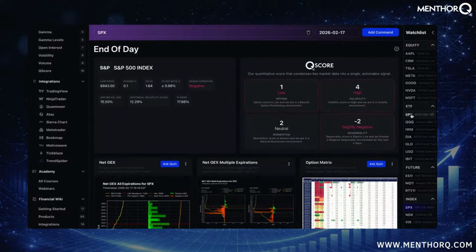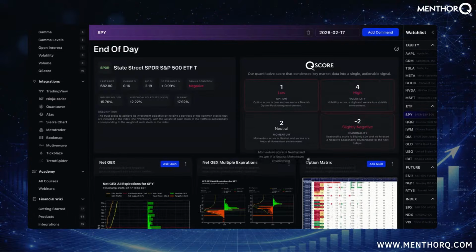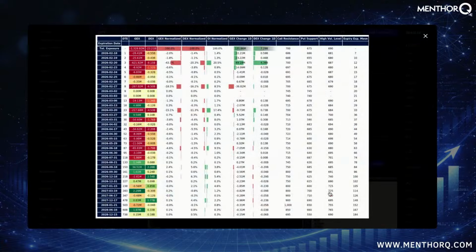We can do the same by looking at SPY. We want to see if we are spotting any divergence here, but we're seeing the same picture. We are in a very, very negative gamma environment on SPY. The amount of gamma is actually much higher than SPX.